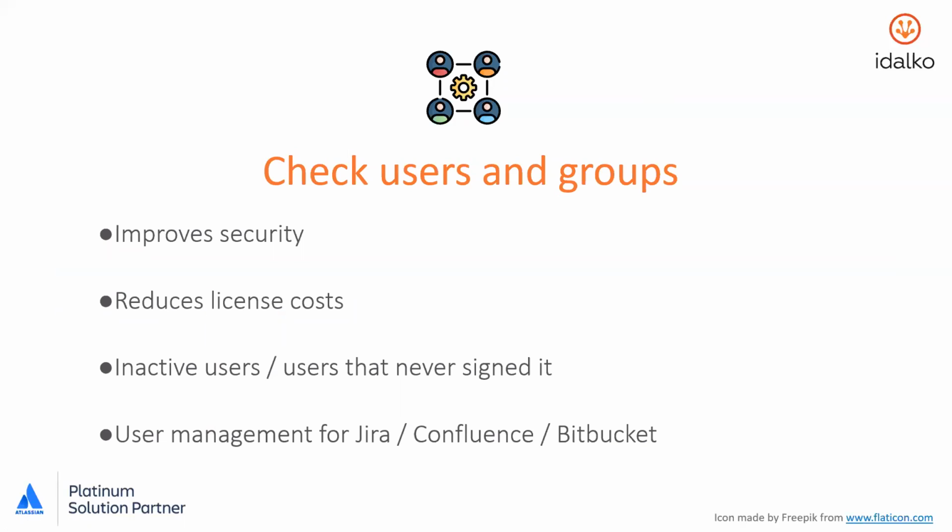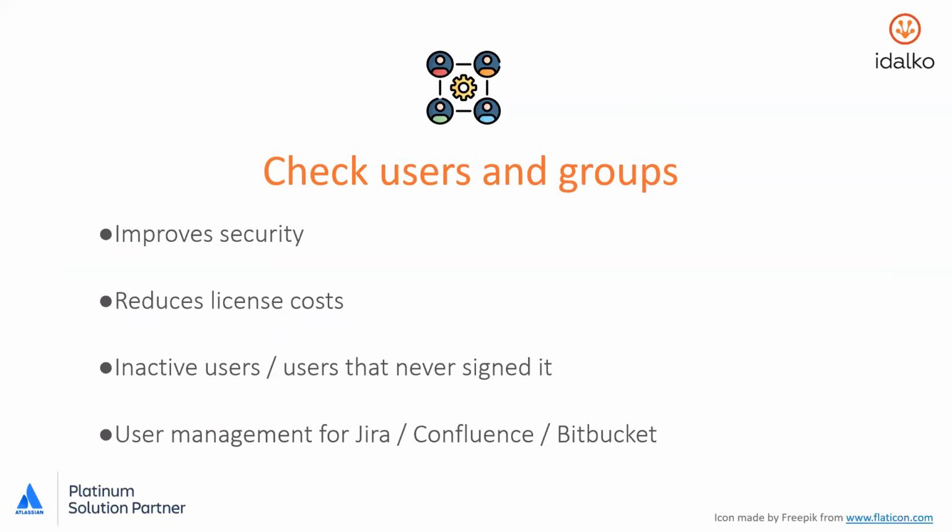Checking users and groups is one of the maintenance steps that should occur at least every quarter, because revoking application access reduces chances of sensitive information leaking, just like saving on licensing costs. So these reduced costs can be felt on monthly cloud payments almost immediately.